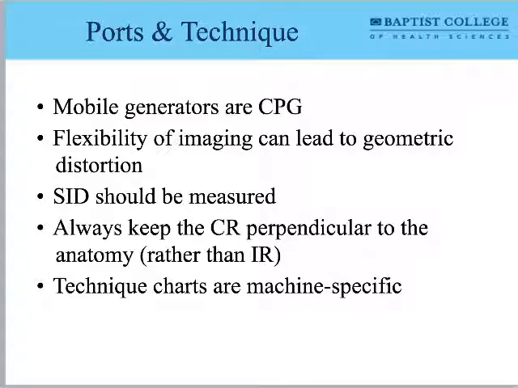Last thing that I'll say about portables is the CR, the central ray, needs to be perpendicular to the anatomy. So he illustrates that with this crash test dummy on page 673. I don't know what's going on in that picture. But what it is trying to point out is that it's important to keep the central ray perpendicular to the anatomy rather than the cassette if one must choose.